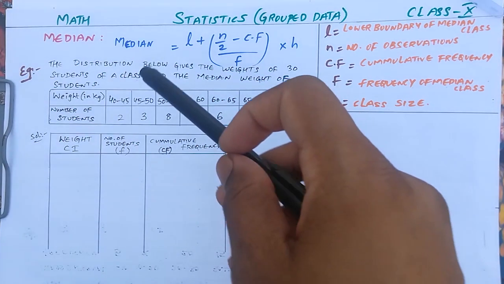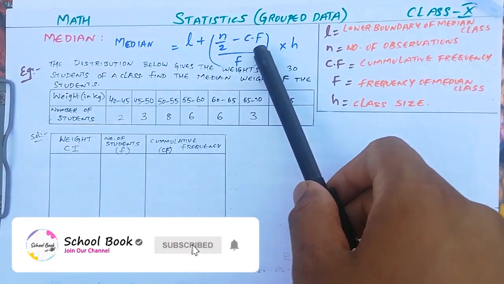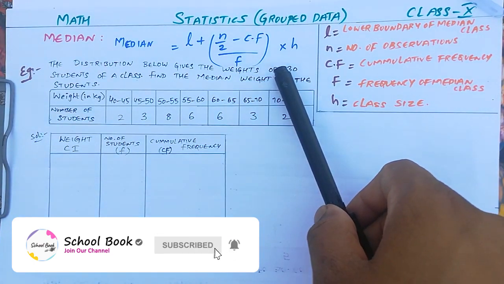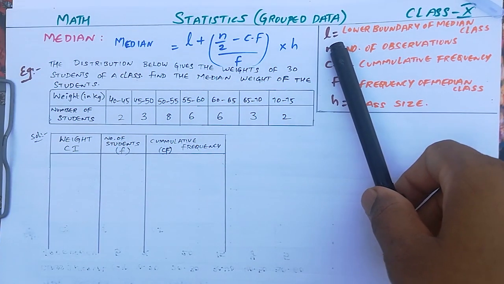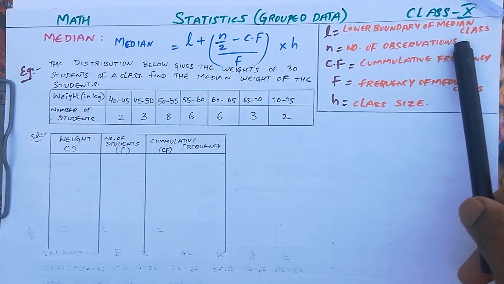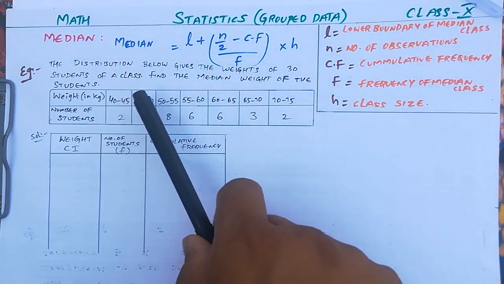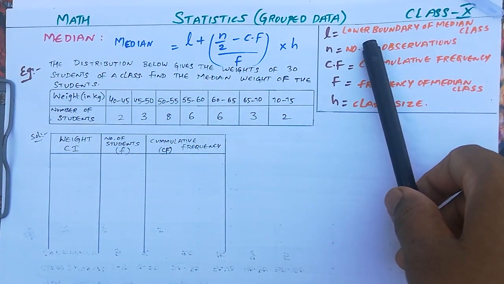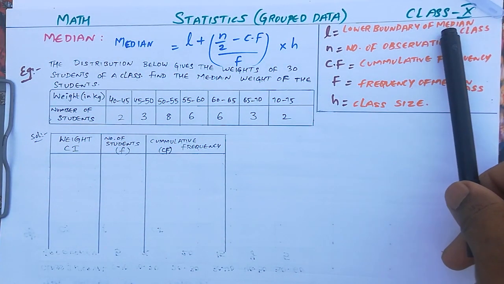First of all, median equals L plus (n by 2 minus Cf) by f, into h. So what are all these terms? See here, L is nothing but the lower boundary of the median class. Within the class range we say lower limit and higher limit, so L is the lower limit, the lower boundary of the median class.